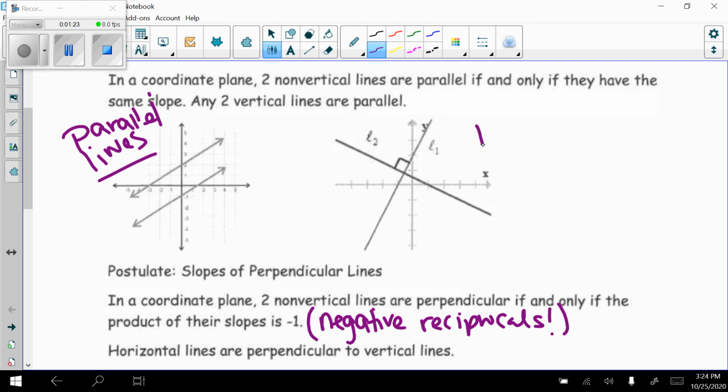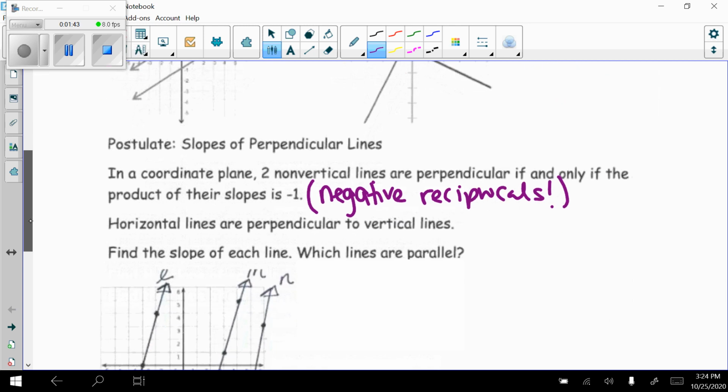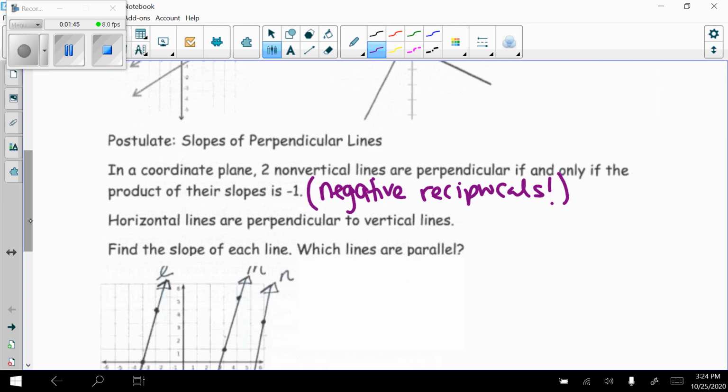This picture over here is of perpendicular lines. And again, remember that the definition of perpendicular is two lines that, when they intersect, form a right angle, and that is marked by that little box. It tells us horizontal lines are perpendicular to vertical lines each and every single time.